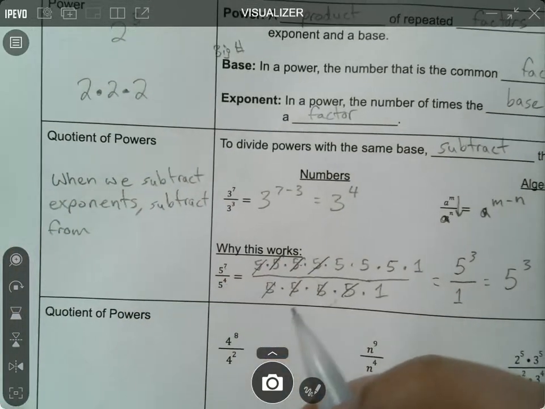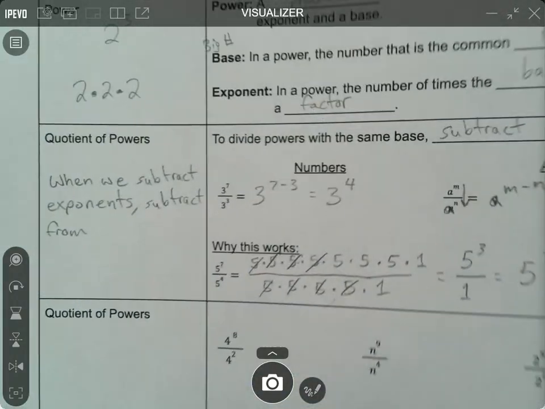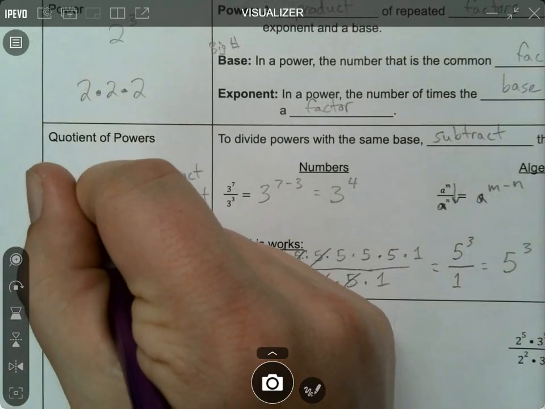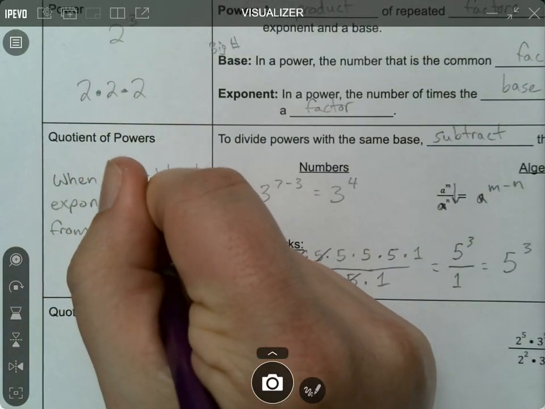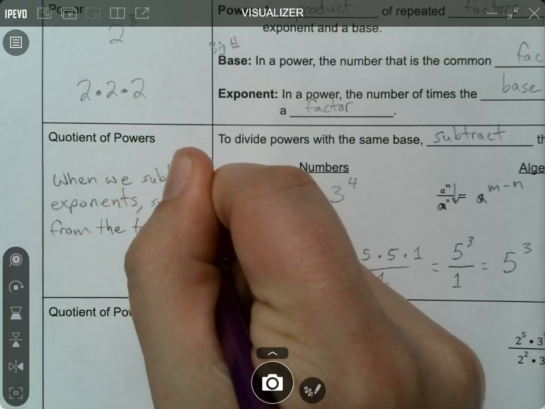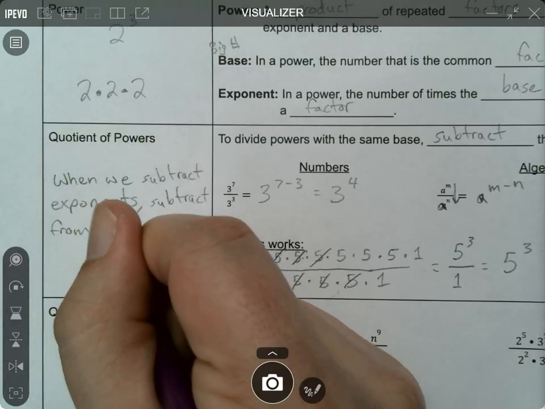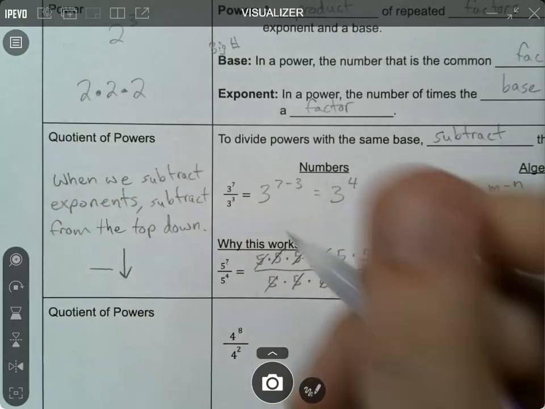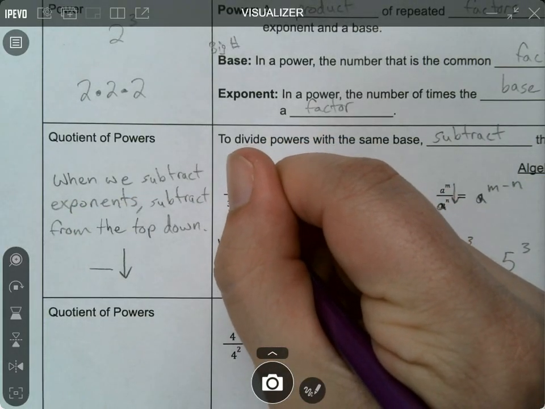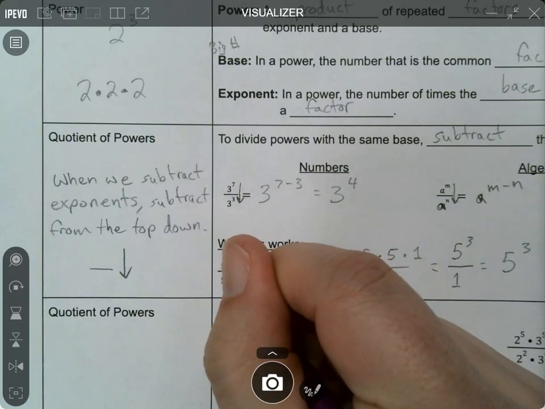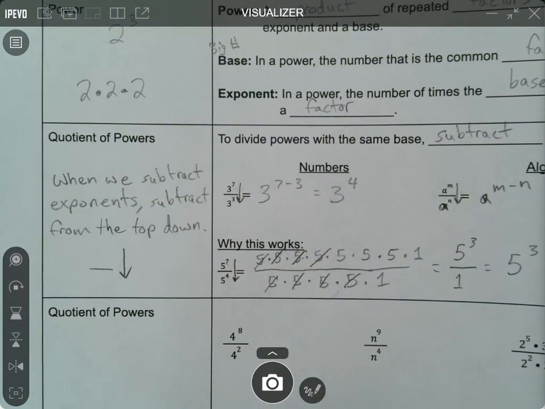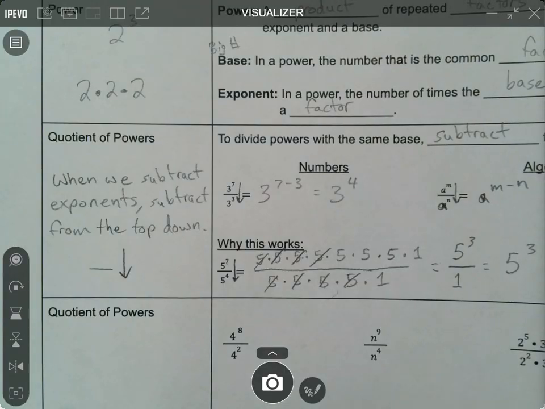When we subtract exponents, subtract from the top down. Okay? So if we have our fraction, you're going to subtract from the top down, right? 7 minus 3. 7 minus 4. Okay, subtract from the top down. Do you have any questions on this?